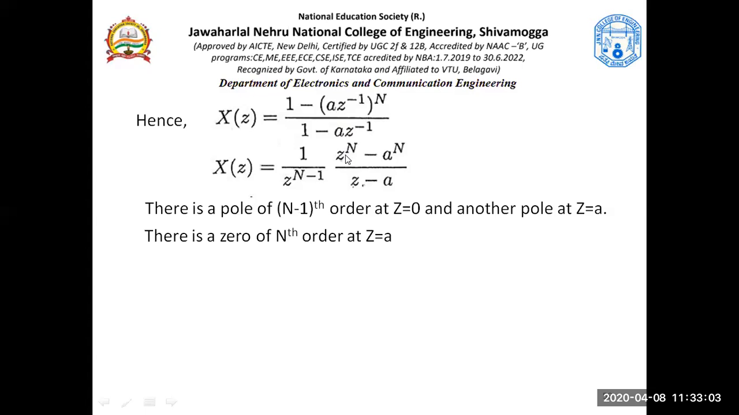There are capital N number of z's at z equal to a. So there are n number of zeros at z equal to a. There is one pole at z equal to a. There are n minus 1 poles at z equal to 0. So this much you need to understand. Very important. We are looking at one pole at z equal to a, n minus 1 poles at z equal to 0, n zeros at z equal to 0. Okay with that, everybody? Fine.